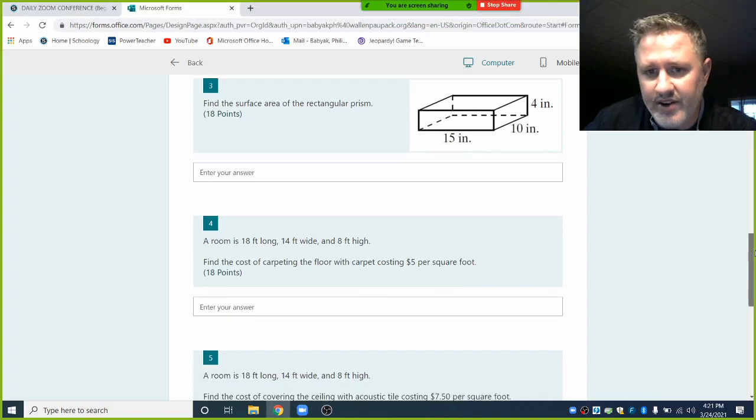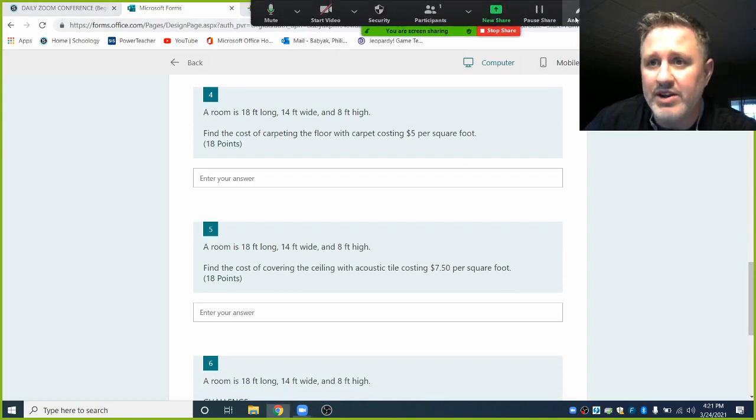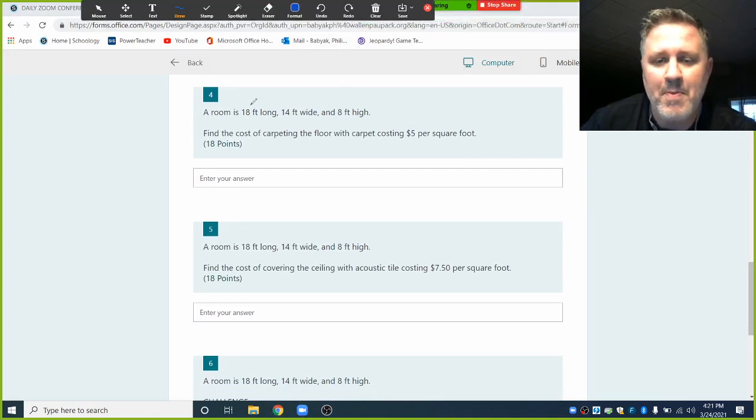Well, we're doing some redecorating here. Looks like we're going to be getting some new carpeting for our house, but we got to make sure we get the measurements right first. So the room is 18 by 14 by 8. So I'm going to quickly just sketch this. Imagine this is the floor, all right? The floor is 18 by 14, but it's 8 feet high.